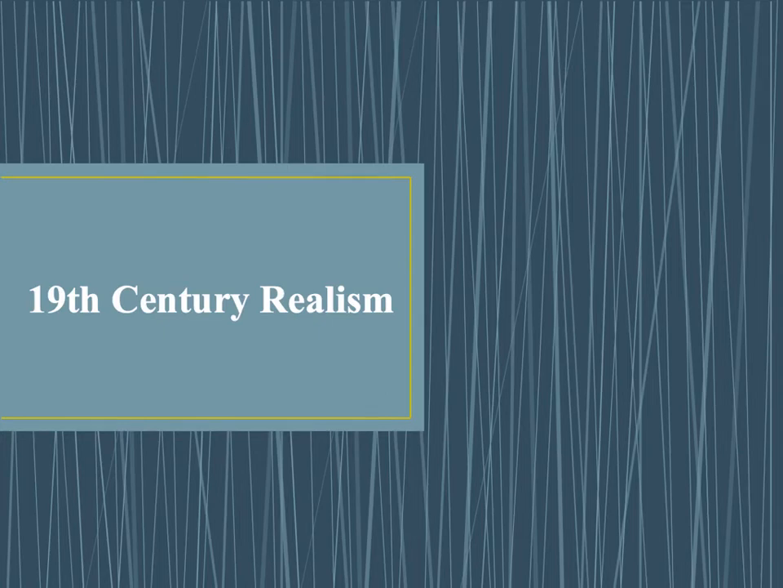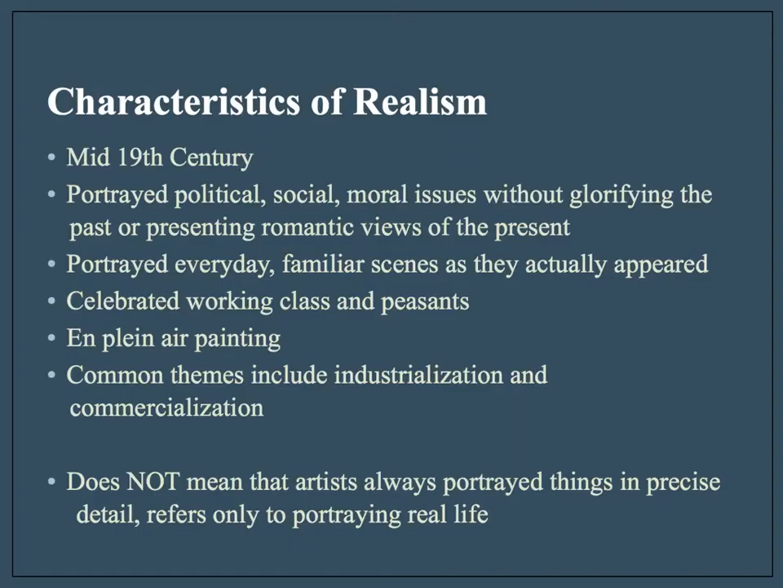Today we're going to learn about realism, which is an artistic and literary movement from the 19th century. Here are the major characteristics of realism. So again, it occurred in the 19th century. It portrayed political, social, and moral issues without glorifying the past or presenting romantic views of the present. So realism really tries to portray things exactly as they appeared in real life.